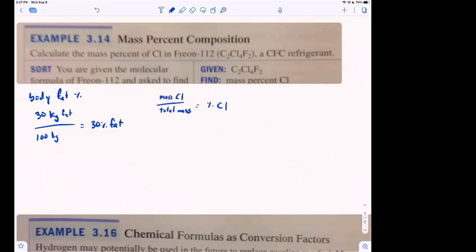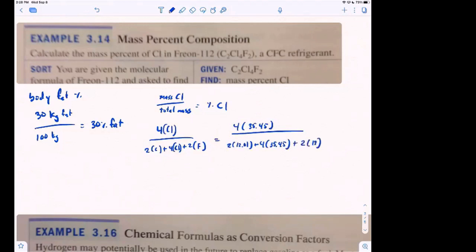So how do we do this? The mass of chlorine: for every 1 unit of this molecule, we're going to have 4 Cls, over the total mass, 2 carbons plus 4 Cls plus 2 fluorines. And it's looking for chlorine, right? Okay, so 4 times 35.45 for chlorine, divided by 2 times 12.01 for carbon, plus 4 times 35.45 for chlorine, plus 2 times 19 for fluorine.